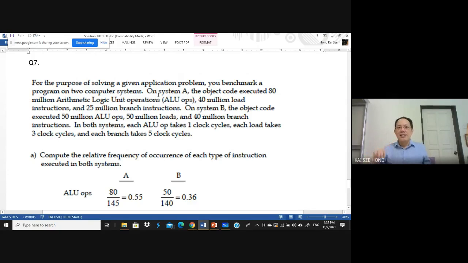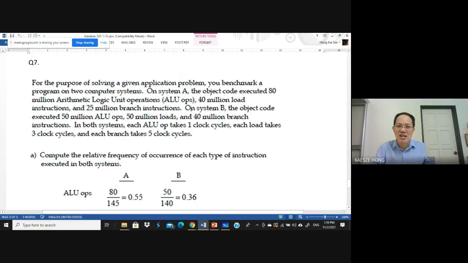On system A, the object code typically executes 80 million ALU operations, arithmetic logic unit operations, and 40 million load instructions, and then 25 million branch instructions. So these are the three types of instruction. On system B, the object code executed 50 million ALU operations, 50 million loads, and 40 million branch instructions. In both systems, each ALU operation takes 1 clock cycle.